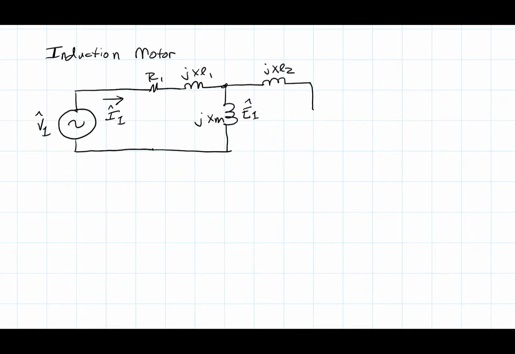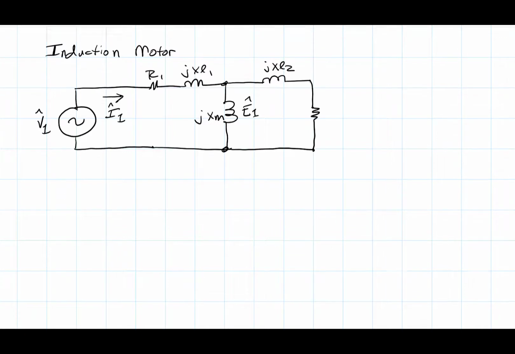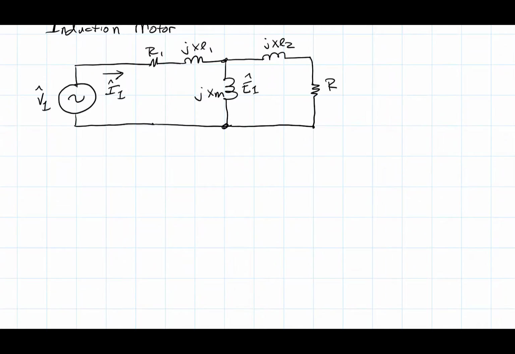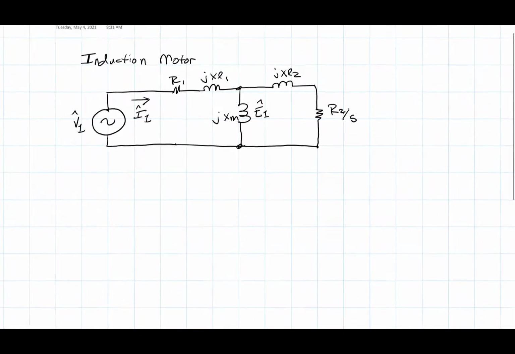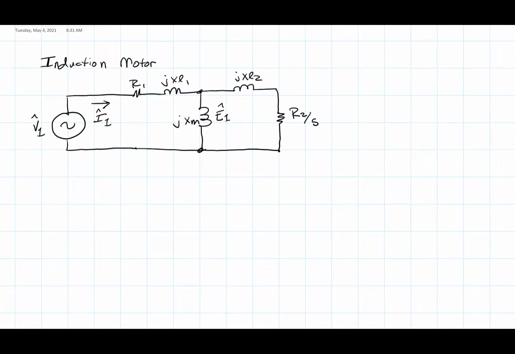The leakage inductance on the rotor is jXL2. And then we represent the load resistance as R2 divided by the slip. So just to review, the induction motor is an asynchronous motor.